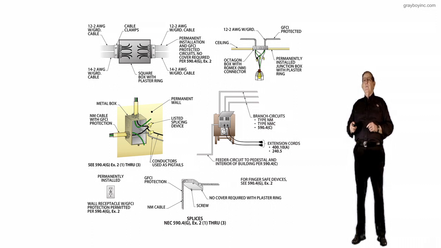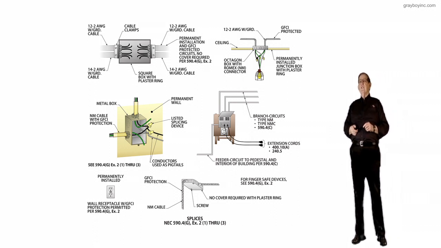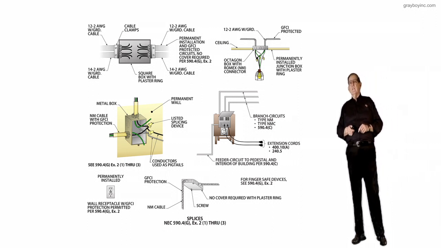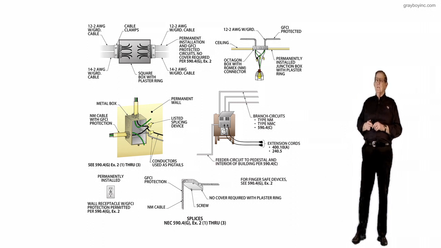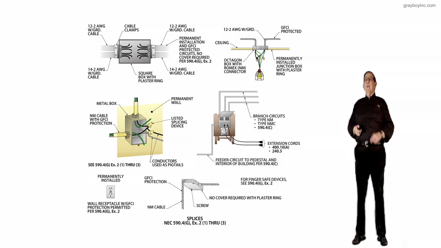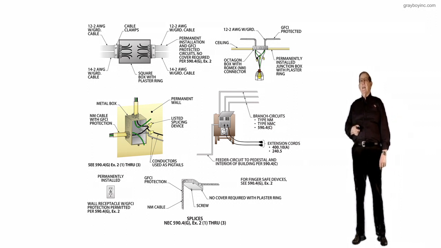Now notice the branch circuits coming out up above. We could use type NM cable, type NMC cable, 590.4(C) as in car, and then we know Article 334.2 would define these types of cables for us, and exactly how we could use these wiring methods for temporary wiring.